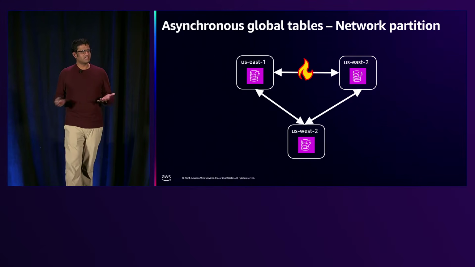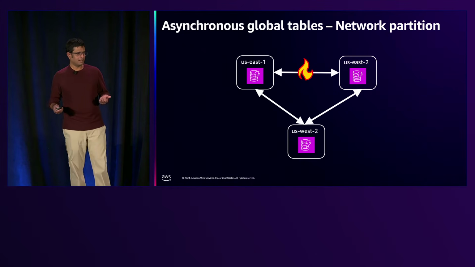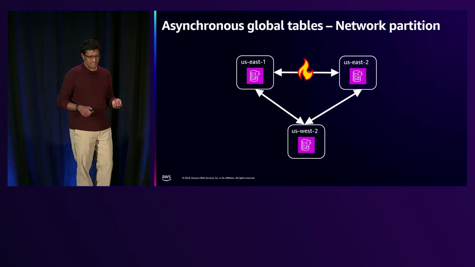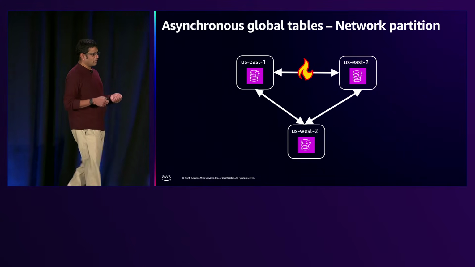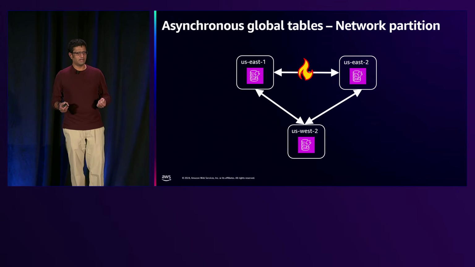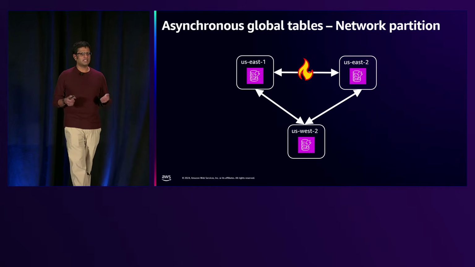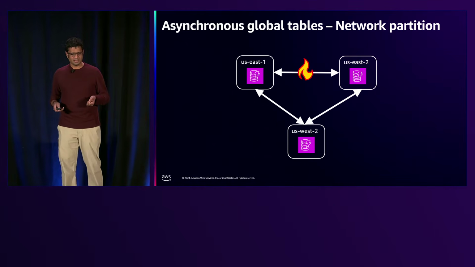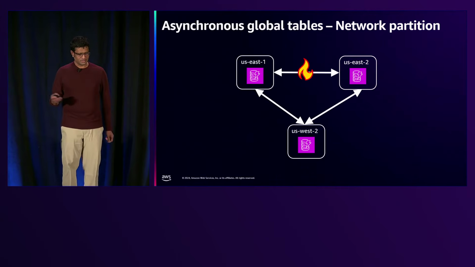A network partition in case of asynchronous global tables again behaves the same way a network isolation works. But the slight difference in this case is that it's only the writes between the two regions which have network partitioned that are not readable in the other two regions. Right? Once the network partition recovers, the writes are reconciled using the last writer wins conflict resolution.